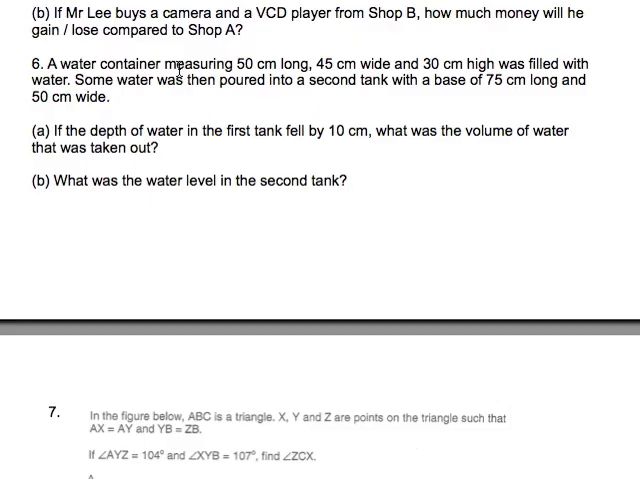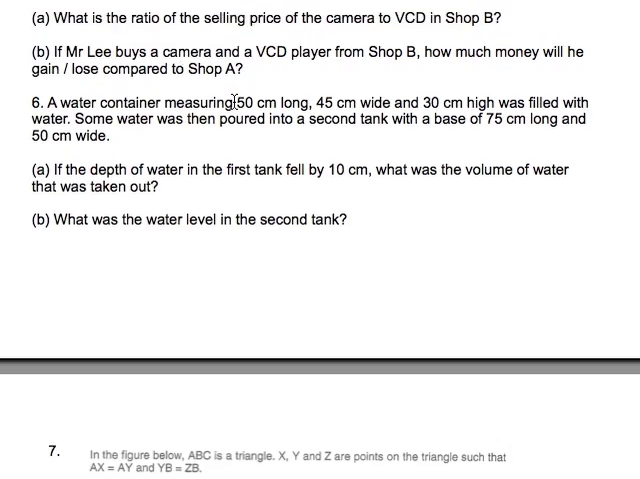Okay, let's take a look at this question. It says a water container measuring 50 by 45 by 30 was filled with water. Some water was then poured into a second tank with a base of 75 by 50. If the depth of the water in the first tank fell by 10 cm, what was the volume of water taken out? And B, what was the water level in the second tank?